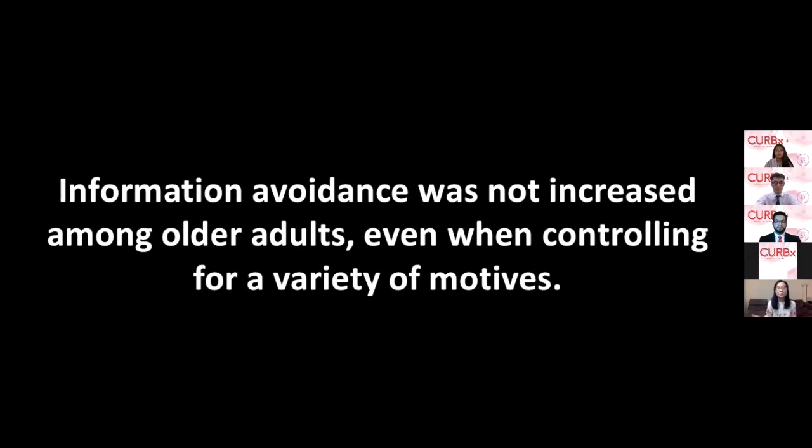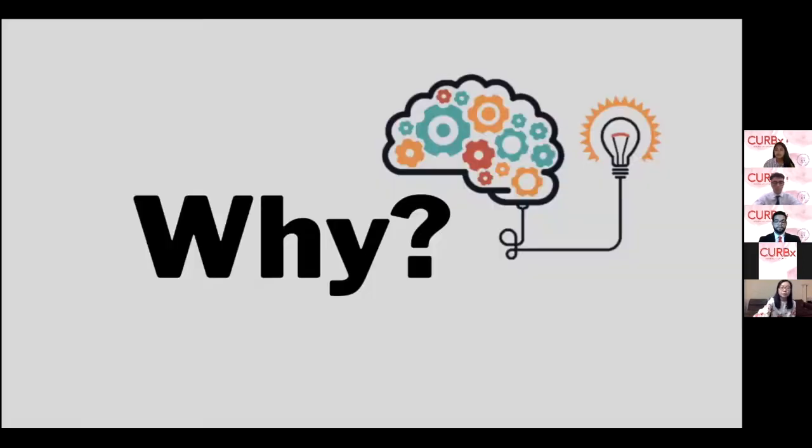To summarize our findings, overall, we found that information avoidance was not increased among older adults, even when we controlled for a variety of motives for information avoidance, and even when we controlled for variables that change with age. So this leads us to the big question of why. Why is it the case that our findings countered our hypothesis? And we think there may be 2 factors to this.